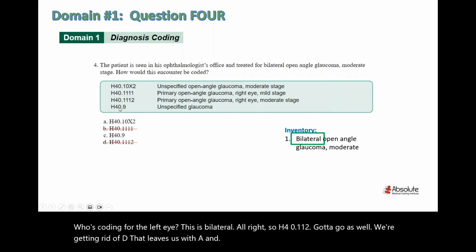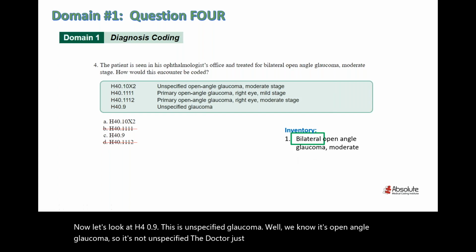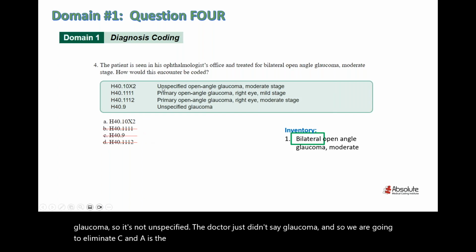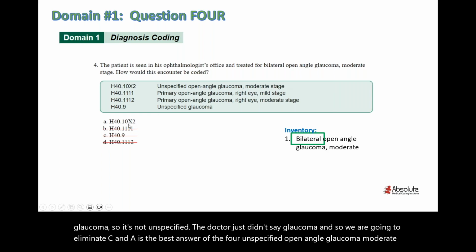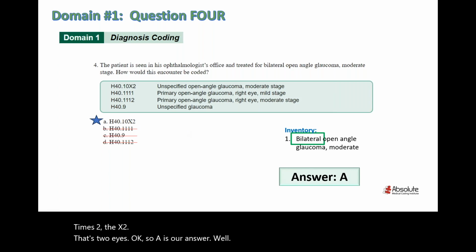Now let's look at H40.9. This is unspecified glaucoma. Well, we know it's open angle glaucoma, so it's not unspecified. The doctor just didn't say glaucoma. And so we are going to eliminate C. And A is the best answer of the 4. Unspecified open angle glaucoma, moderate stage times 2. That X2, that's 2 eyes. Okay. So A is our answer. Well, yeah, it's times 2 in this case.